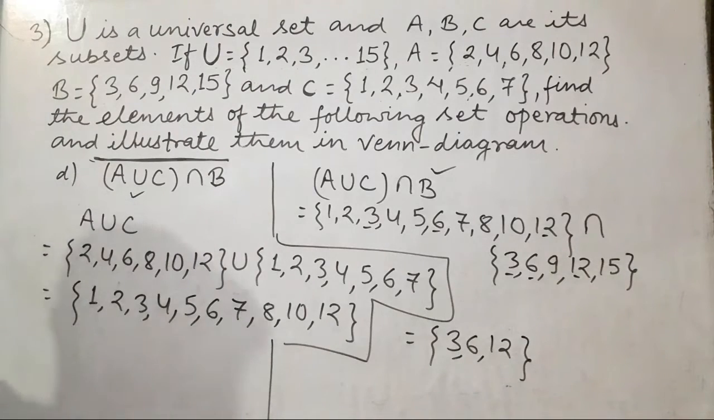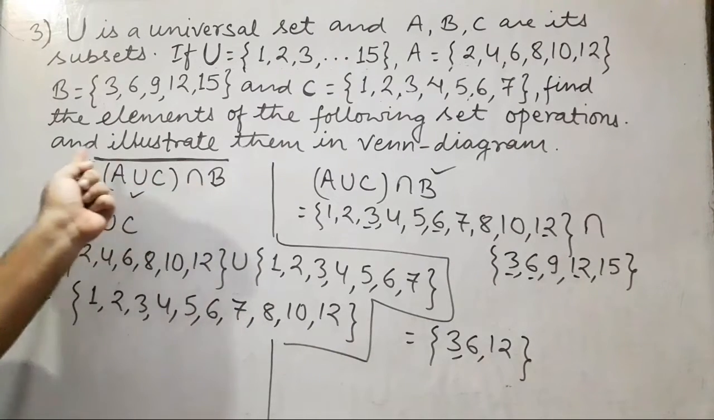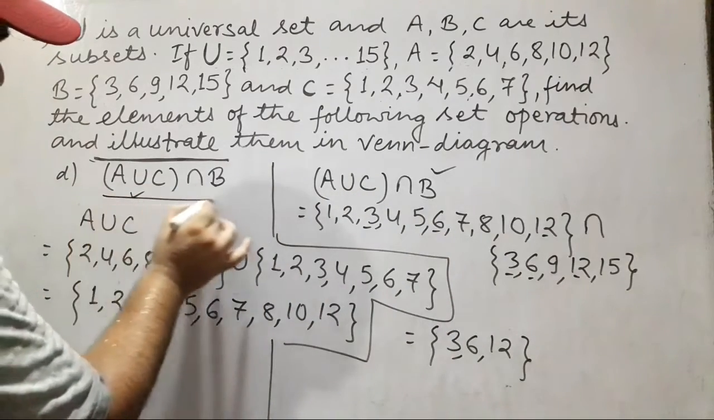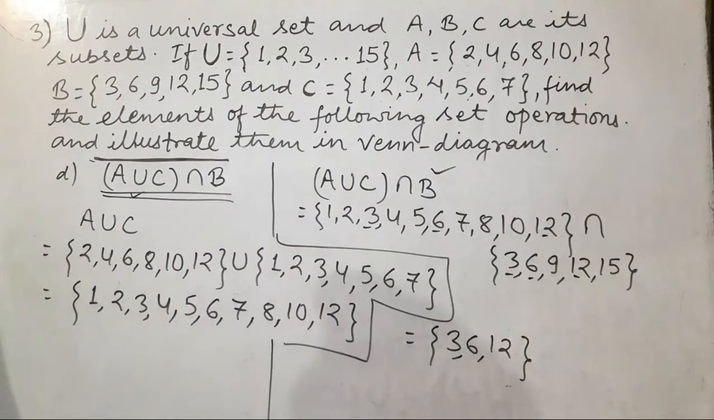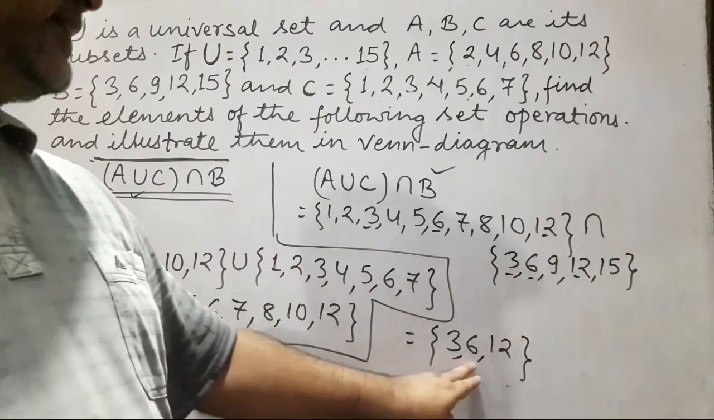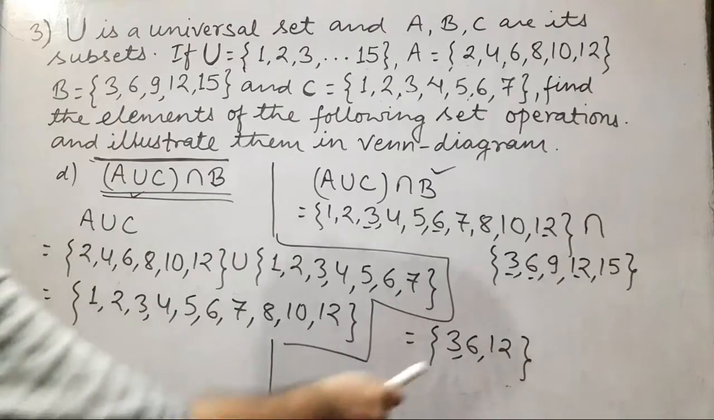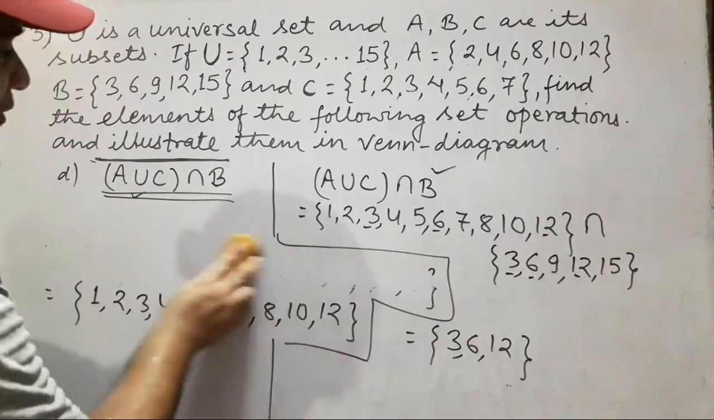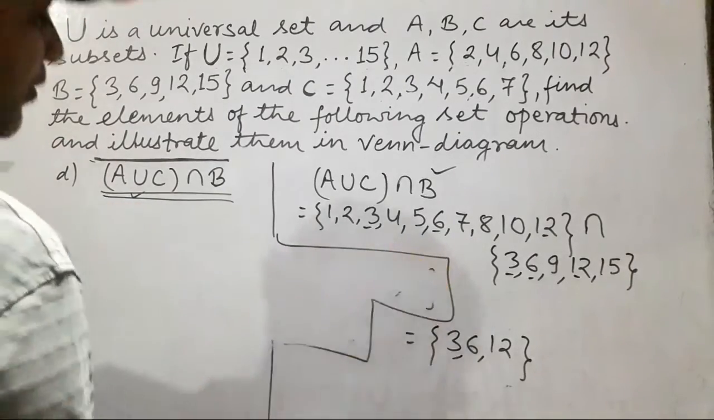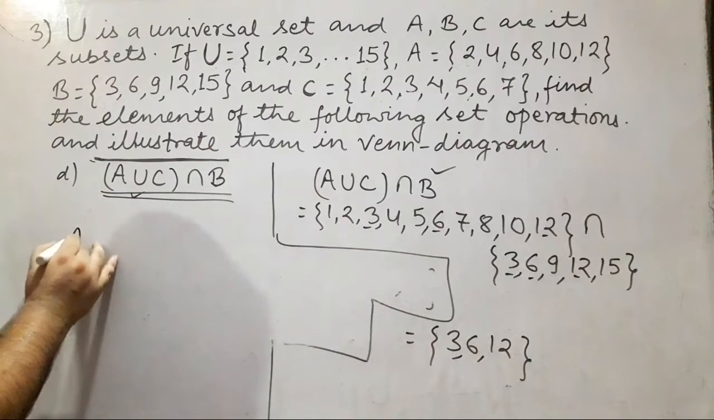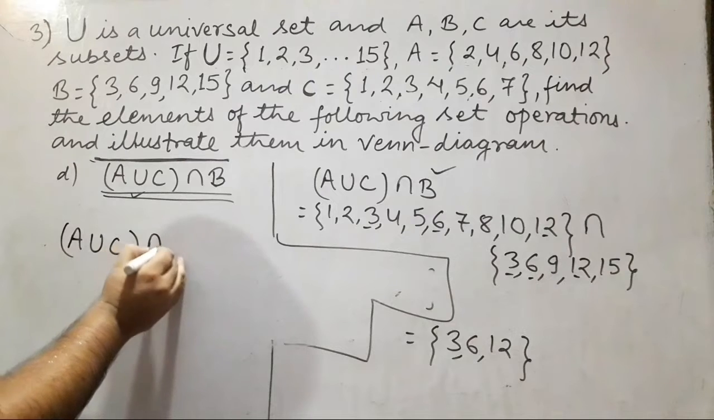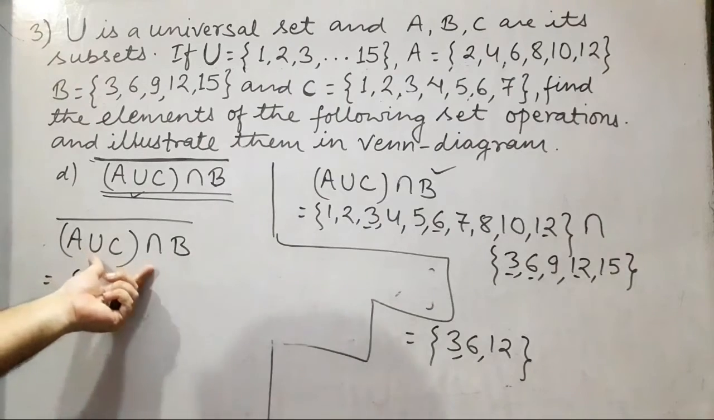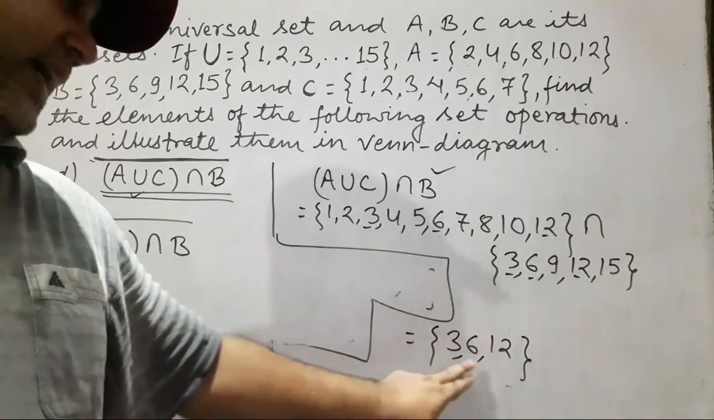Now we shall find out (A union C) intersection B complement. That means the elements which do not lie in this part, that means the elements except 3, 6 and 12. So what are the elements except 3, 6 and 12? Let's see. Okay, I shall rub this part. So (A union C) intersection B complement, we have got the elements 3, 6, 12.